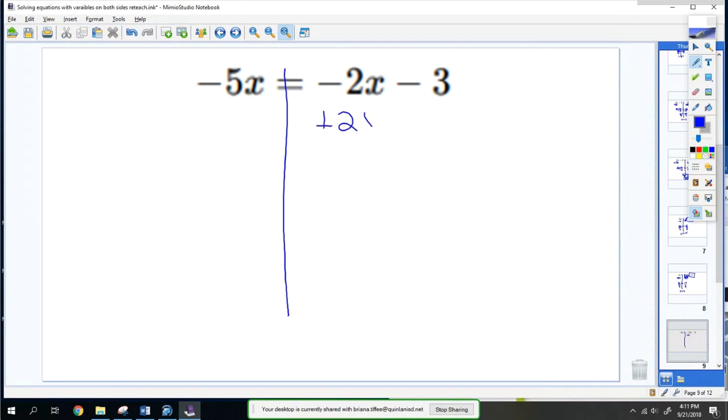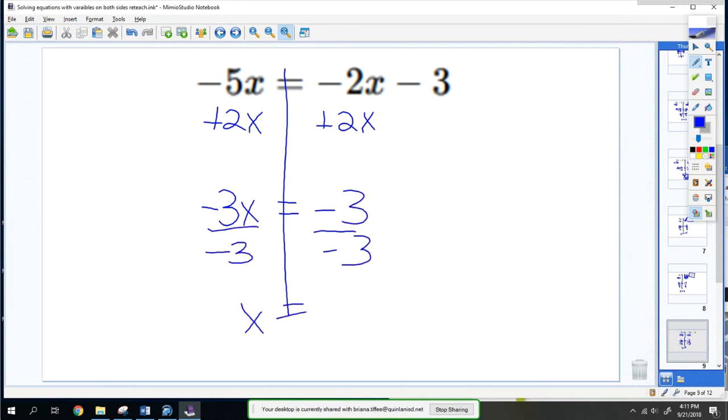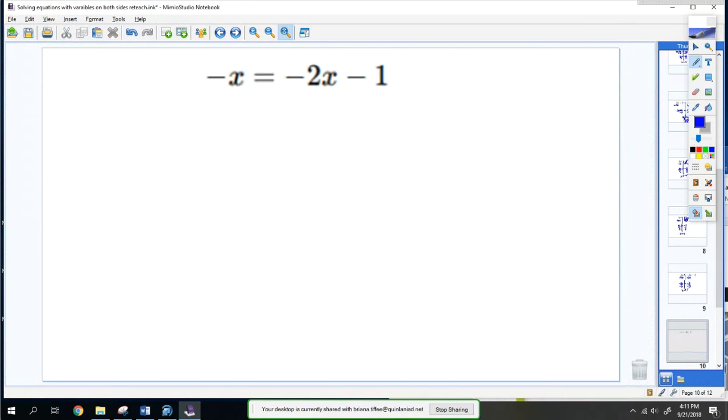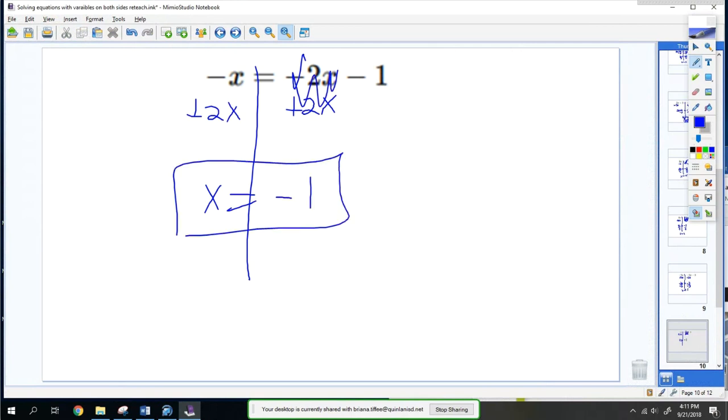I'm going to add 2x to both sides. Negative 5x plus 2x is not 7x, but instead it's going to be negative 3x, which equals negative 3. You divide negative 3 to both sides. You get x equals 1. Negative 2x, so you add 2x. Negative 1 plus 2x is just x, and these cancel out, equal negative 1. Actually was only a one-step problem.